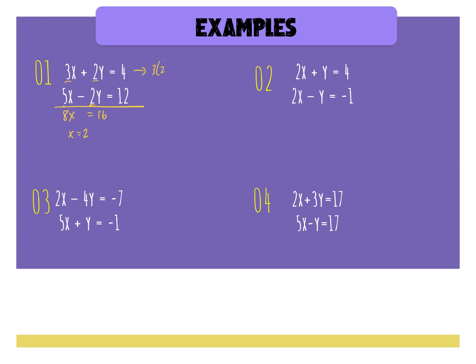So 3 times 2 plus 2y equals 4. 6 plus 2y equals 4. 2y equals negative 2. And y equals negative 1.